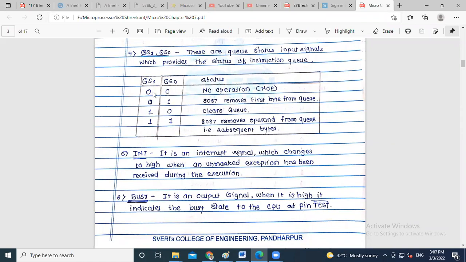So the status of this: if both QS0 and QS1 are 0, then no operation. And in the 0 1 combination, the coprocessor 8087 removes the first byte from the queue, and the 1 0 combination clears the whole queue. Whatever data is present in the queue, it will be totally cleared. If both queue status 0 and queue status 1 are high, then 8087 removes the operand from the queue, that is, the subsequent bytes. So this combination is the working functionality of the two queue status lines, 0 and 1.